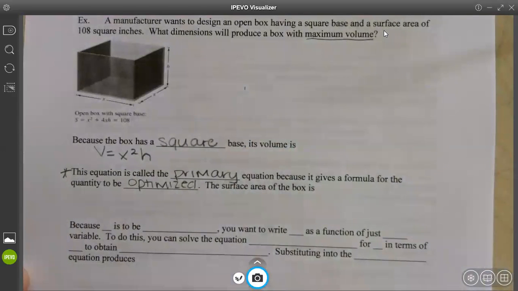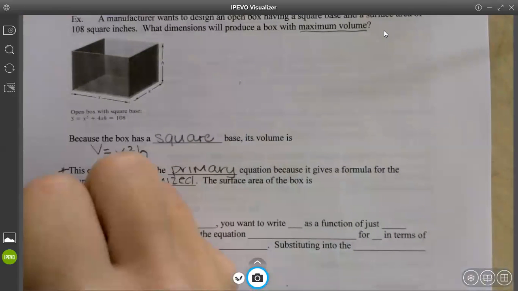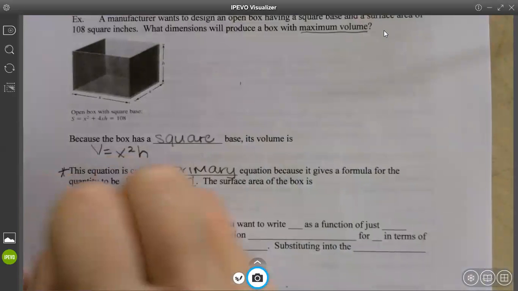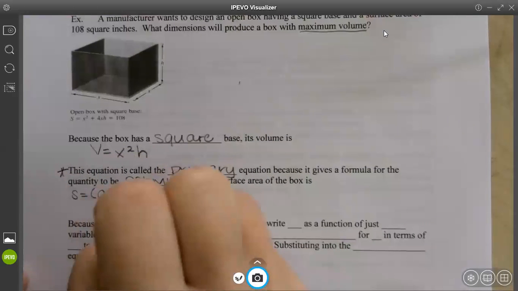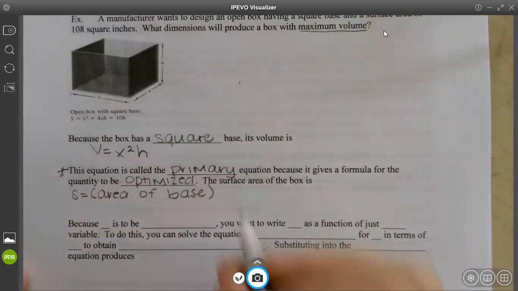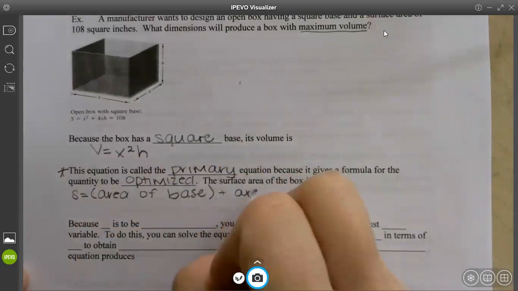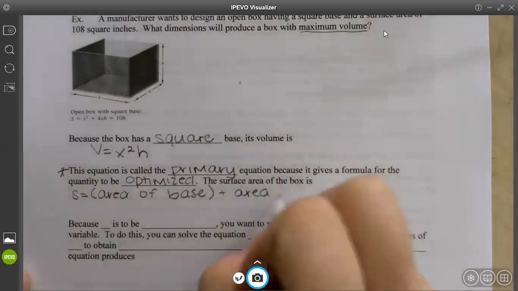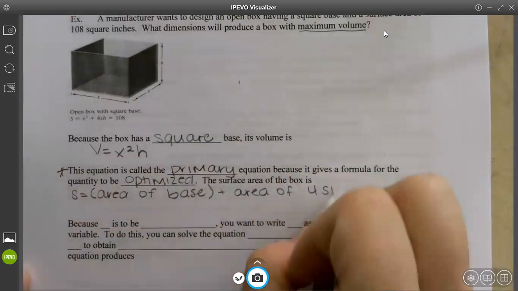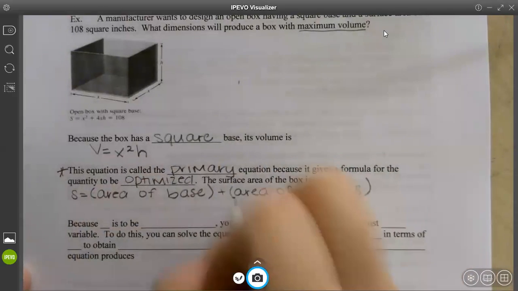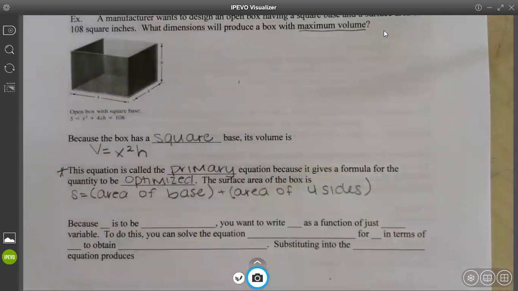The surface area of the box is S equals the area of the base plus the area of the four sides. So surface area is just that, the area of the surface. So each side of the box and the bottom. We don't have a top, so we don't have to worry about the top. You guys can see that formula underneath the picture.